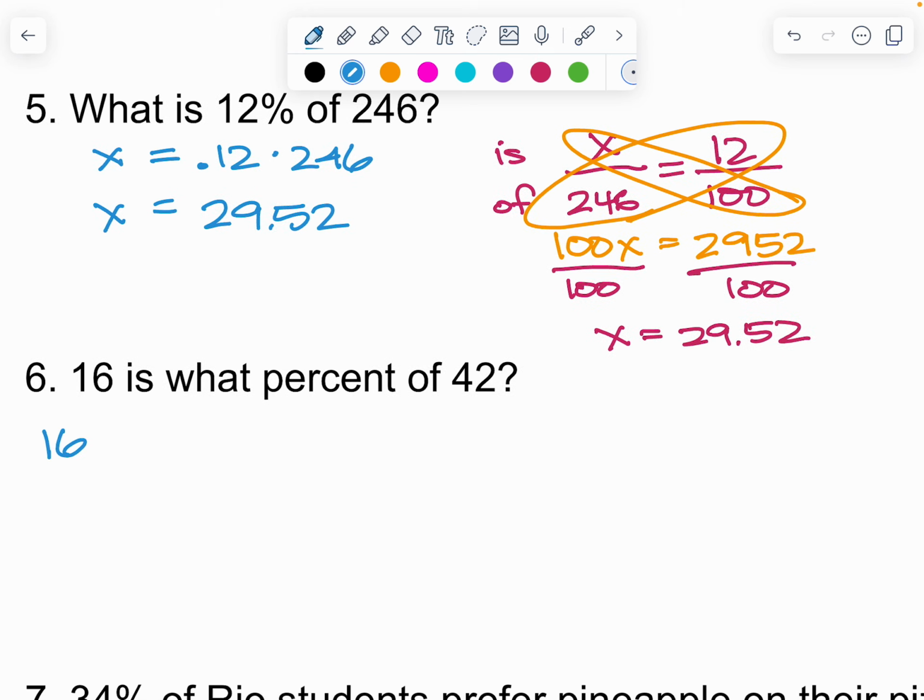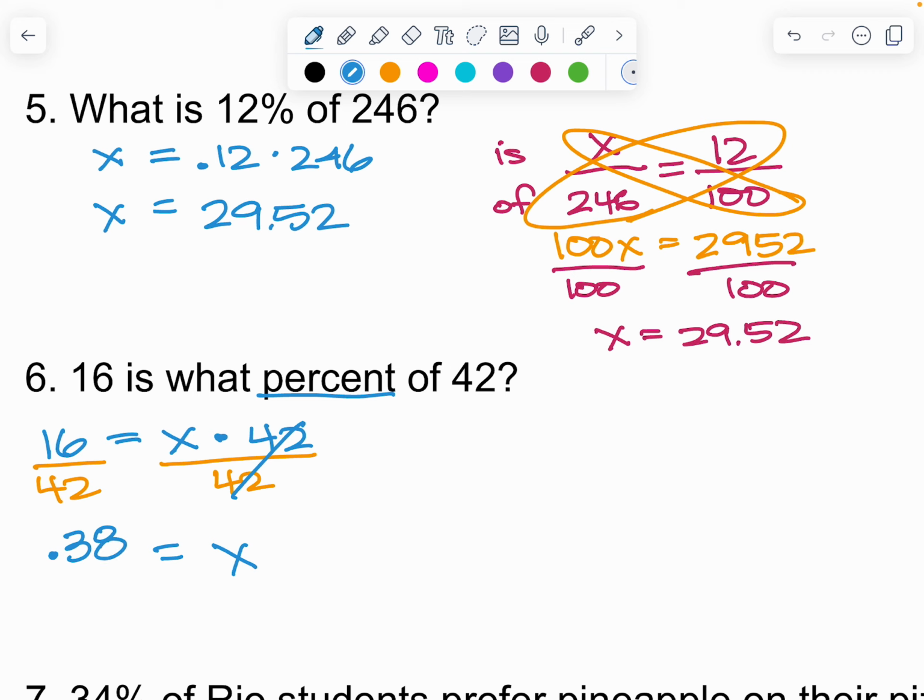16 is what percent of 42? It's asking for a percent, so when I solve it, I need to change my answer to a percent. All right, I need to do the opposite operation. Get x by itself, divide by 42. What you do to one side, do to the other. Look at that. X equals 0.38.